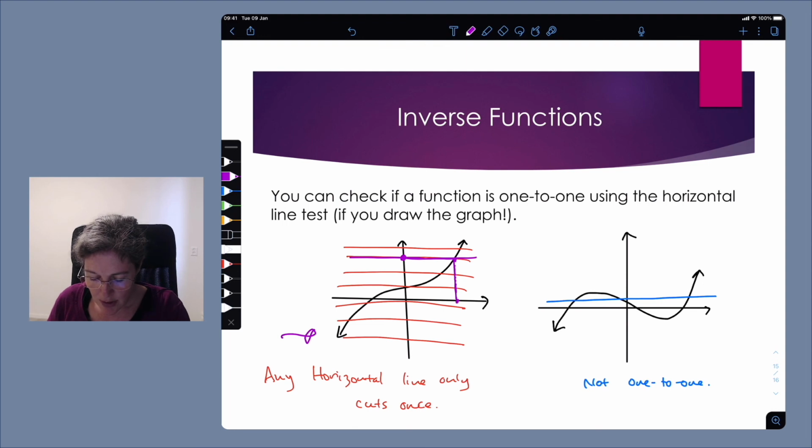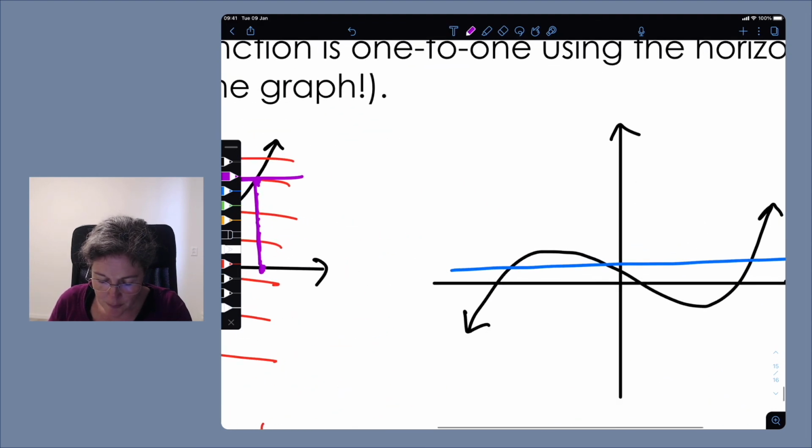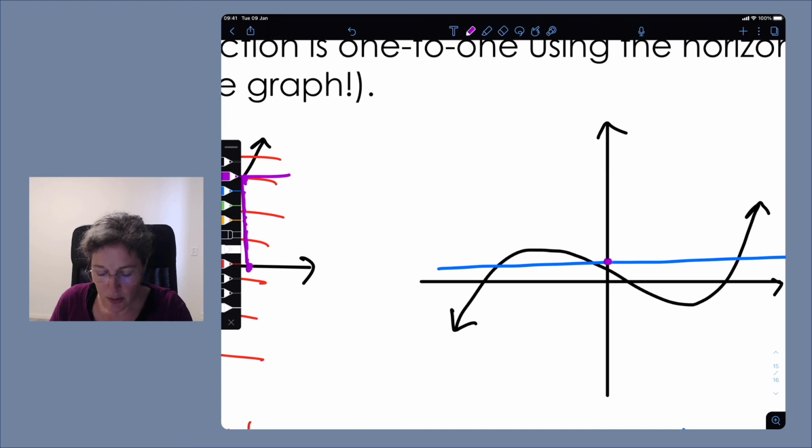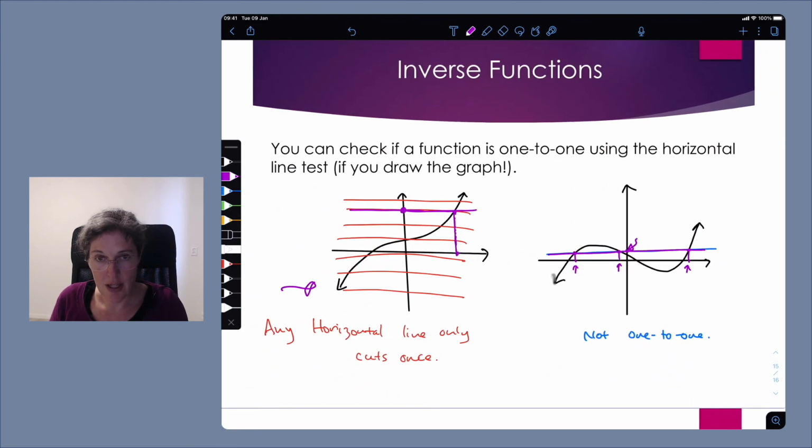But if I try the same thing with my function over here, if, for example, I pick this y value, I look at this horizontal line over here, well, there are 3 different values of x that give me the same output. So if I was trying to invert this and I was trying to guess which input gave me this particular output, I couldn't, because it might be this one, or it might be this one, or it might be this one. So I wouldn't be able to find a unique output for my new inverse function. So that's the horizontal line test.